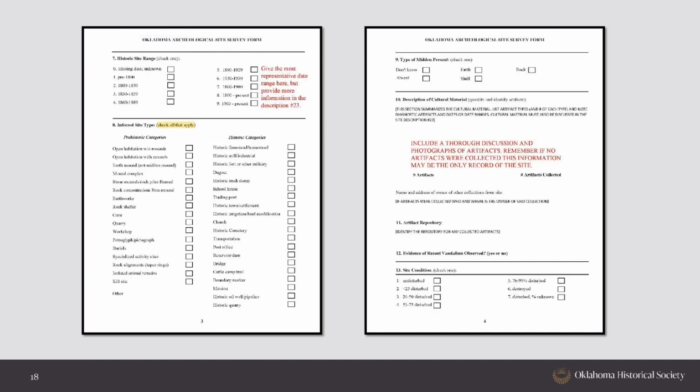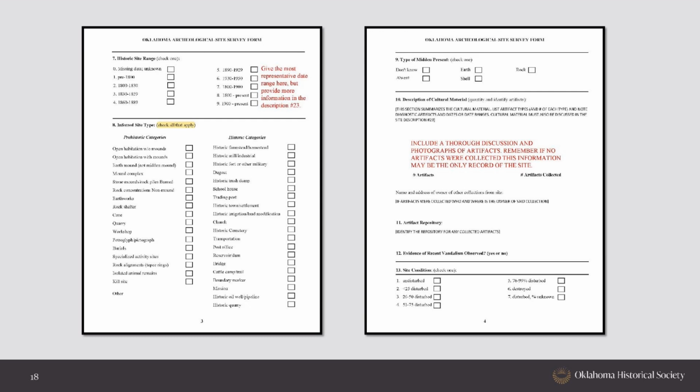Let's see. On page 3, there are a number of date ranges. Again, this is just what we have with this form. Sometimes these date ranges don't make a whole lot of sense. Just do your best, but provide clear information about the occupation of the site, the time period during which the site was occupied, in the description, and that's number 23.